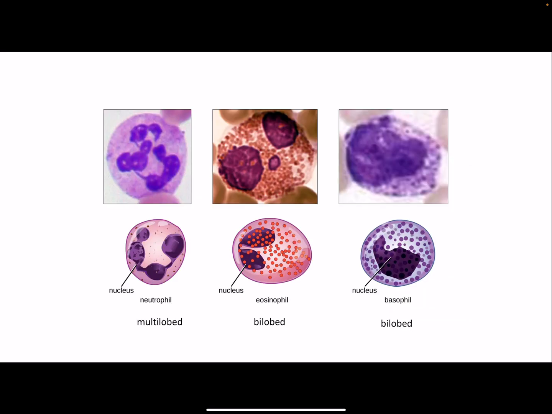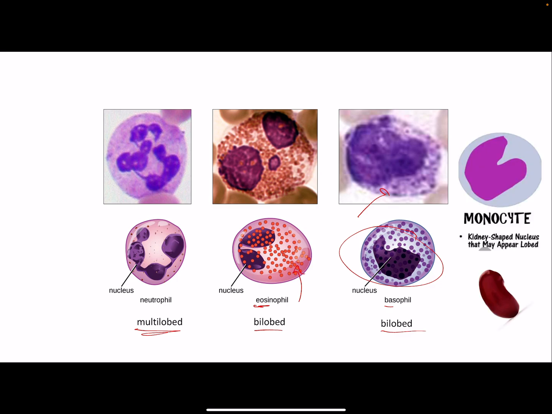And I think it's really high yield to know, they'll mention this in a vignette, if something's multi-lobed, it's a neutrophil. If it's bilobed, it's an eosinophil. This one doesn't really look bilobed, but we still consider that bilobed. But you can mainly tell because here we have the blue color, B for blue, and then we have the red color over here. Monocytes, while we're here, might as well talk about monocytes.